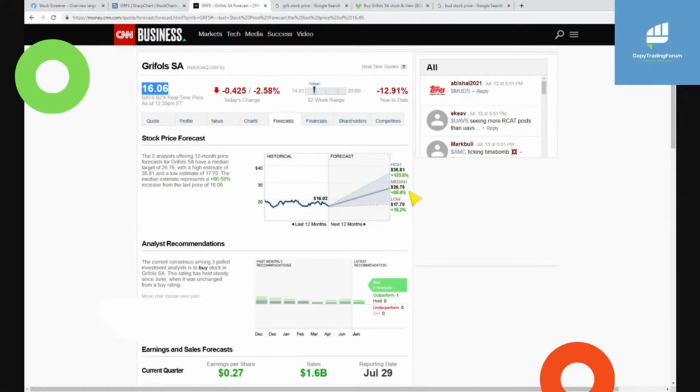And the median is 26.76. So really good price here. You can see the analyst rating, 2 buys, no hold and no sell. So perfect for us guys.